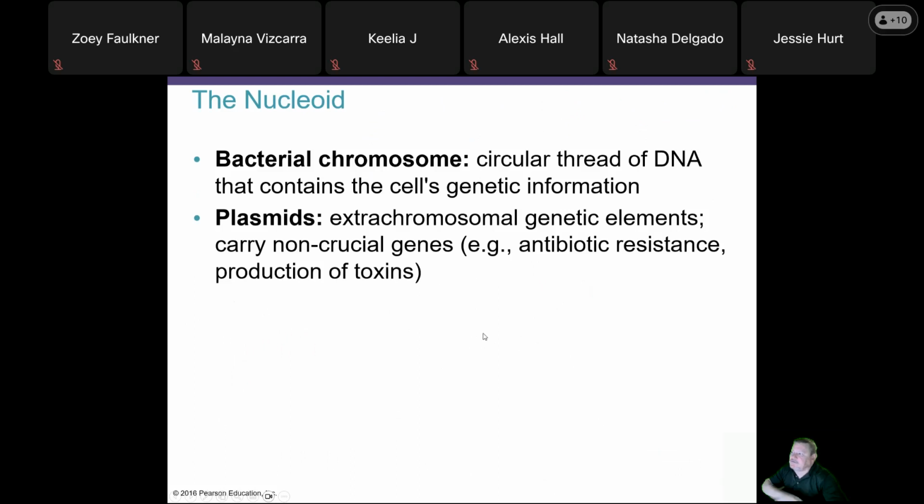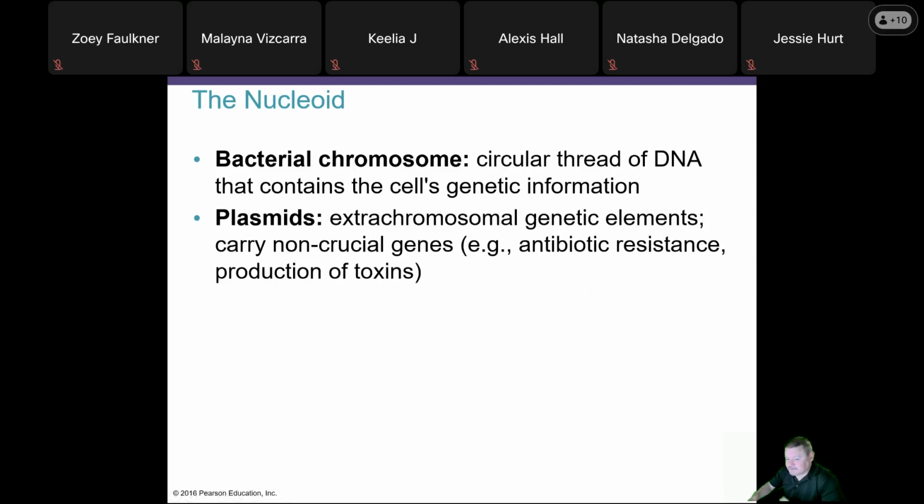And then the nucleoid. Remember, bacterial chromosomes are circular, a circular thread of DNA, and this contains the cell's genetic information. So everything the cell needs to survive is located on that bacterial chromosome. But remember, they have this extra bit of chromosome, and that's called the plasmid. And this is going to have non-crucial genes, things like antibiotic resistance, production of toxins.